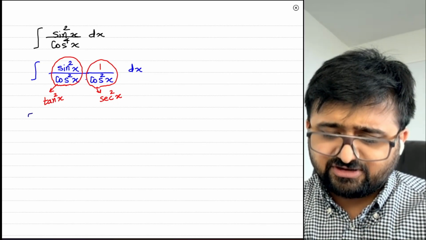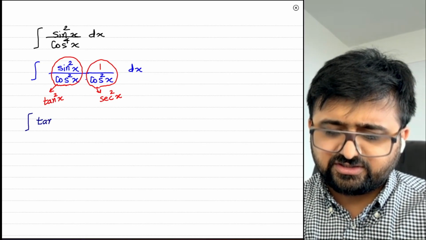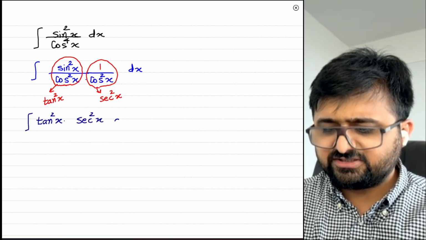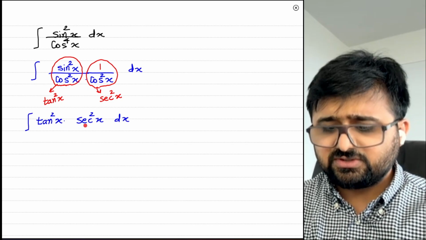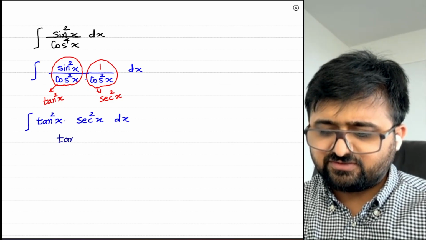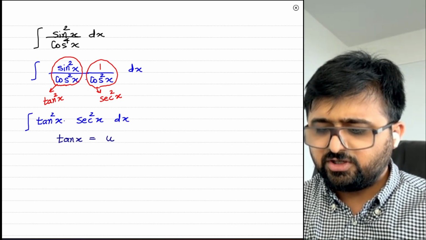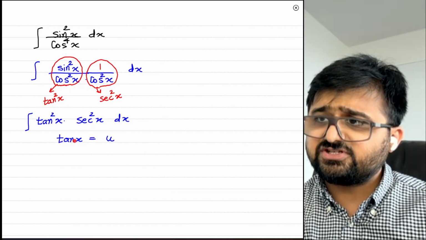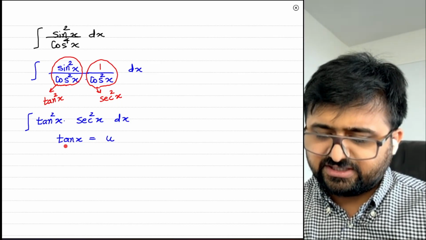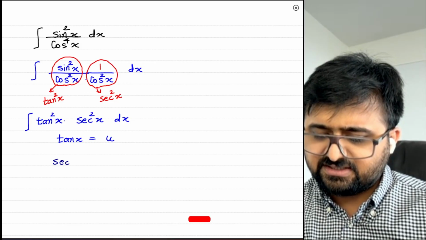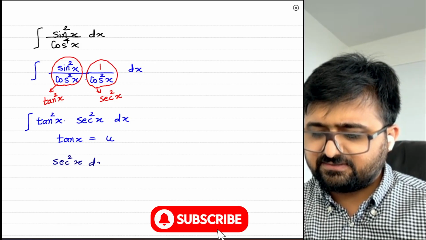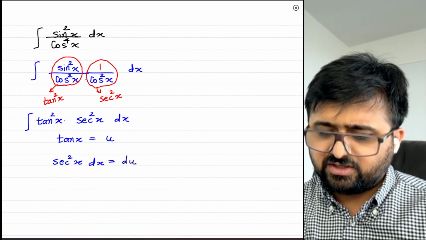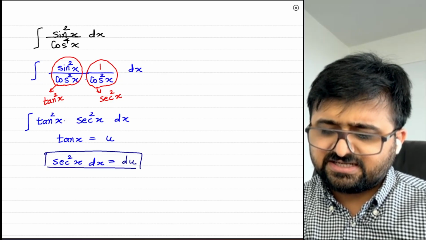So let's first write that down. We have tan square x over here, and we have sec square x over here with respect to x. Now, in order to solve this, we can just do u substitution. We can say tan x is equal to u because the derivative of tan x, sec square x, is already present. Now, let's differentiate both the sides with respect to x. So the derivative of tan x with respect to x is sec square x dx, and the derivative of u is du. So we have this sec square x dx is du.